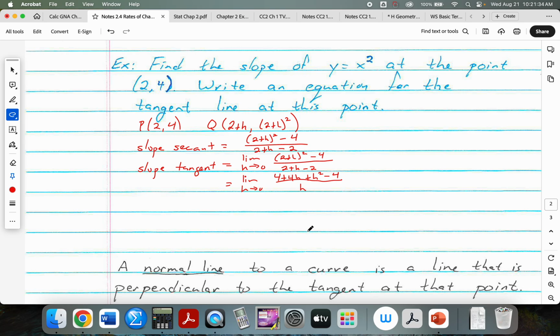The h in the denominator makes sense. H is how far apart horizontally, again, that's why it was called h, these 2 points are. Notice that the 4 and the negative 4 add together to make 0, so we'll have the limit as h goes to 0 of 4h plus h squared over h.